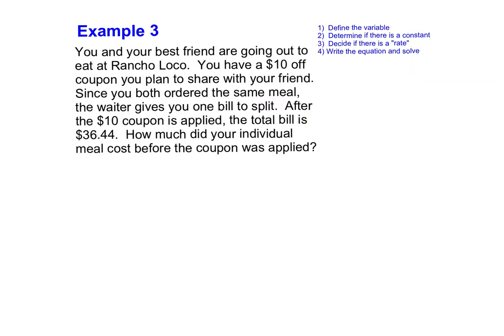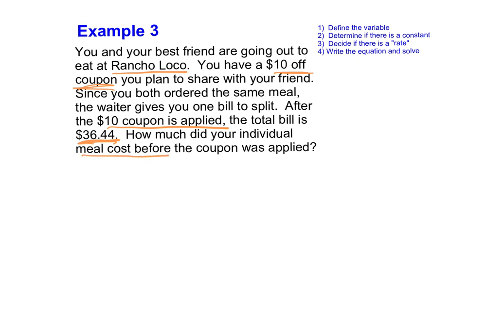And let's take a look at a third example here. It says, you and your best friend are going out to eat at Rancho Loco. You have a $10 off coupon that you plan to share with your friend. Since you both ordered the same meal, the waiter gives you one bill to split. After the $10 coupon is applied, the total bill is $36.44. How much did your individual meal cost before the coupon was applied?